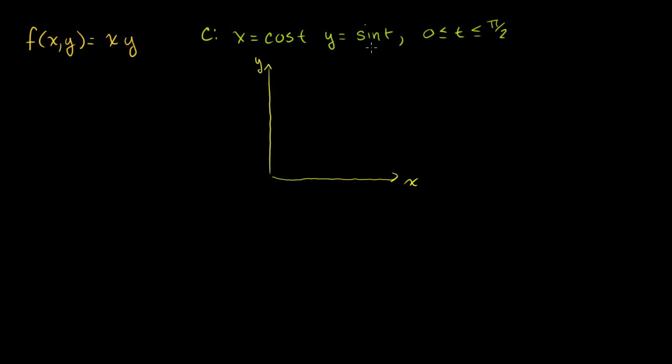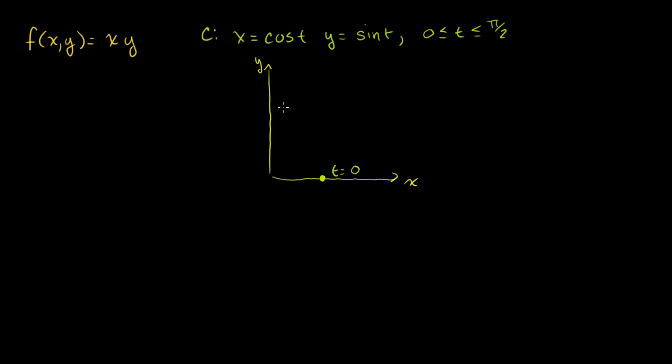When t is equal to 0, x is going to be equal to cosine of 0. Cosine of 0 is 1. y is going to be equal to sine of 0, which is 0. So when t is equal to 0, we're at x equals 1 and y equals 0. So we're going to be right there. That's at t equal to 0. When t is equal to pi over 2, what's going to happen?